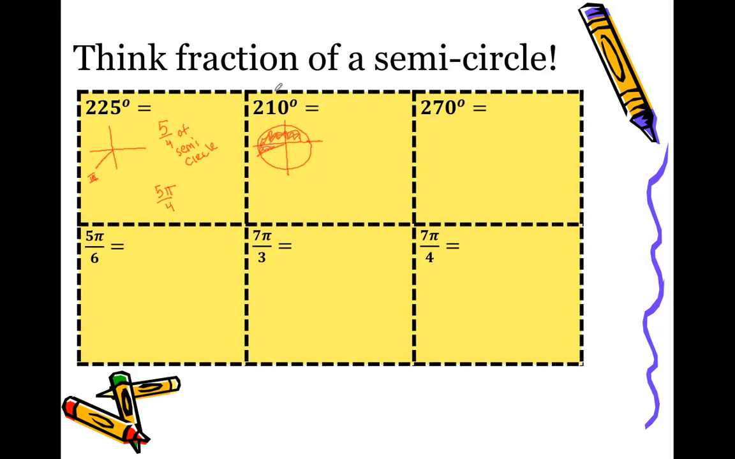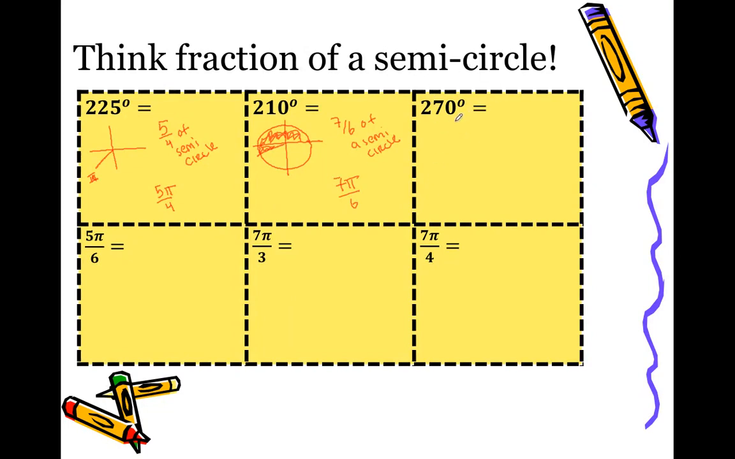Well, what fraction of a semicircle is this? Think about that for a second. And 210 is how much of 180? It's going to be more than 1. It's 7/6 of a semicircle, right? Which means that we have 7 pi over 6.